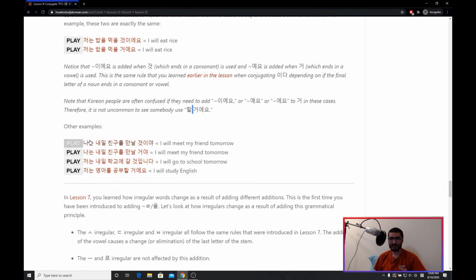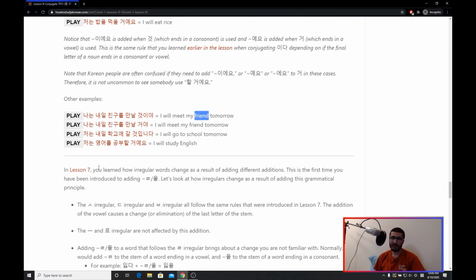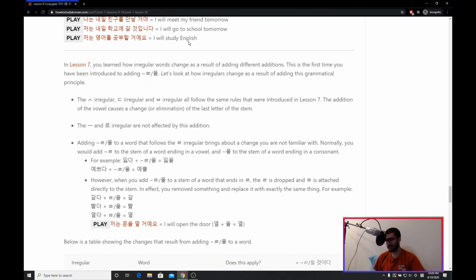Anyways, other examples. 나는 내일 친구를 만날 것이야. I'll meet a friend, or 만날 거야. You can read the rest of the sentences. I'm just trying to go over it with you. In lesson 7, you learned about irregulars. Nice. You learned how irregular words change as a result of adding different additions. This is the first time you'll be introduced to adding 리을/을.